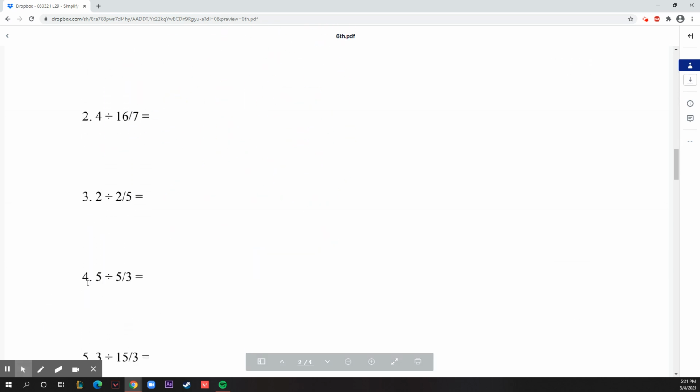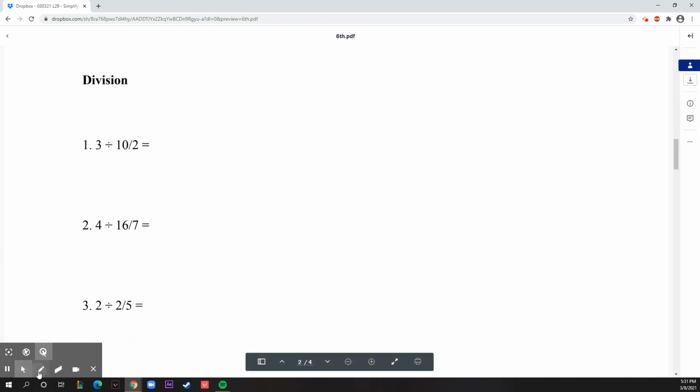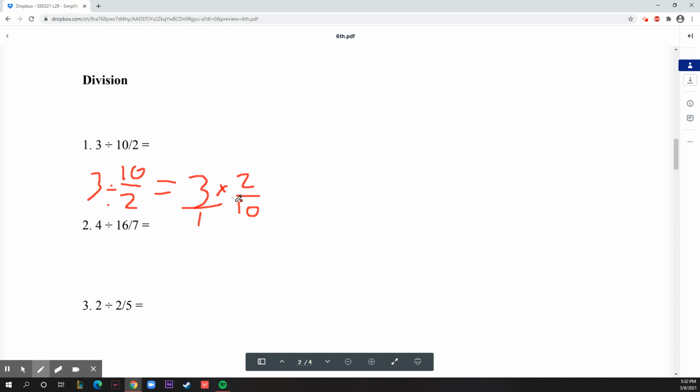Okay, on to division, which is basically the same thing, except for division, you want to take the second number and you want to flip it, okay? So 3 divided by 10 over 2 is actually equal to 3 times 2 over 10, okay? And then you want to turn this into a fraction, which is just 3 over 1. So 3 over 1 times 2 over 10 is 6 over 10, and 6 over 10 is 3 over 5. So the answer for number 5 is 3/5.